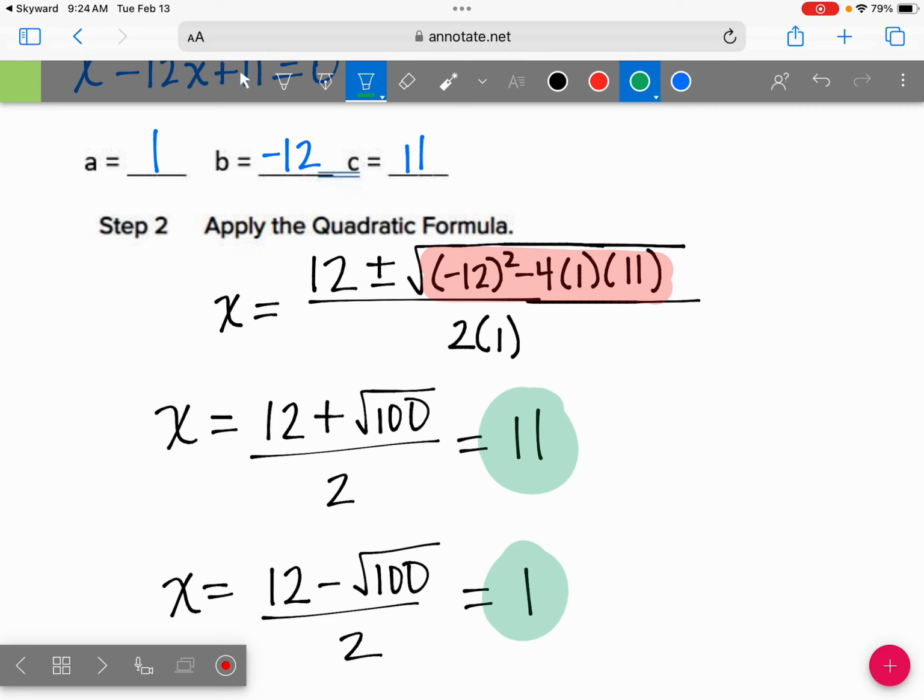All right, who got 11 and 1 as their 2 answers? All right, good. Couple more and then we're finished for today. This is one of those things you just gotta practice using your calculator. This is the last new thing before the test. Let me go ahead and show the answers. So those are my 2 answers, 11 and 1.